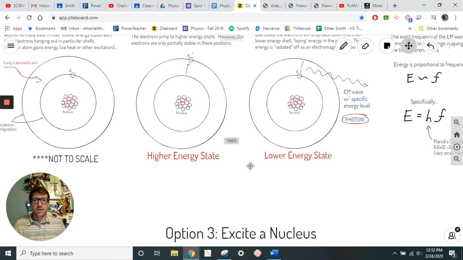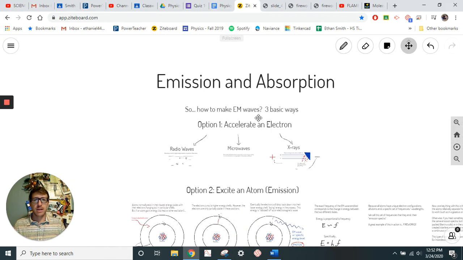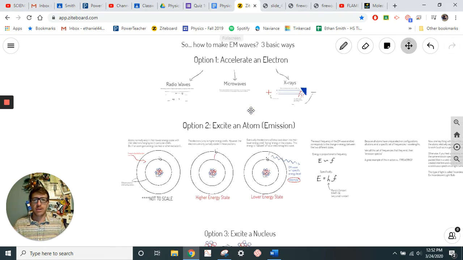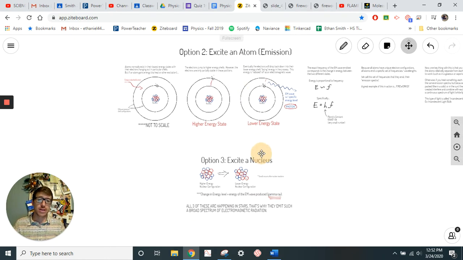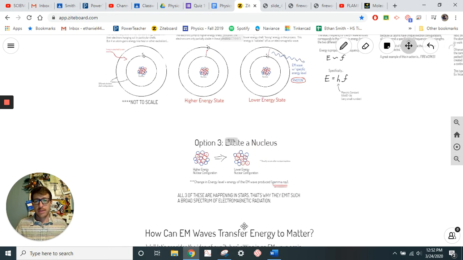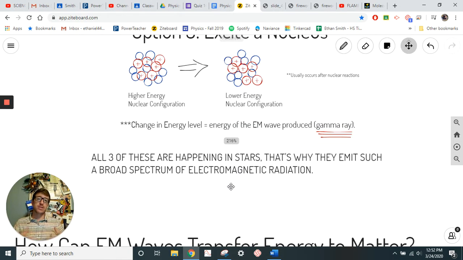So we can either physically accelerate that electron using electricity or magnetism, we can excite an atom to get it to emit an electromagnetic wave, or we can excite a nucleus to get it to emit a gamma ray. All of these things are happening in stars, and that's why they emit such a broad spectrum of electromagnetic radiation. Those waves also tend to interfere, and so we get this whole spectrum of different waves that can be created.